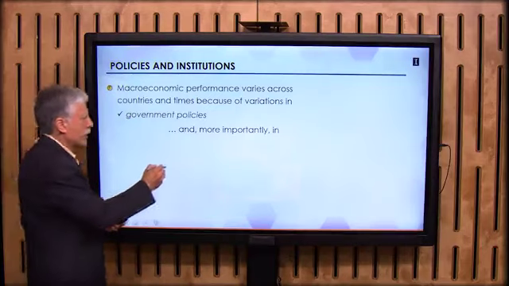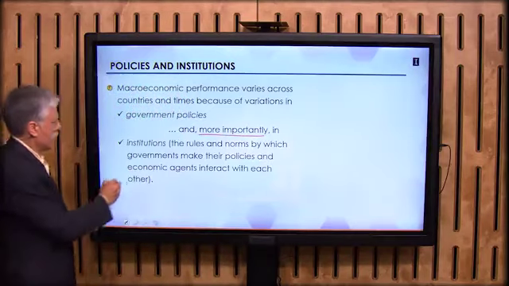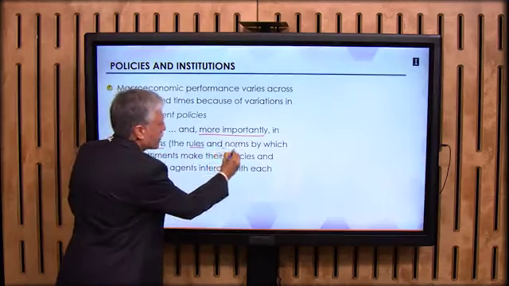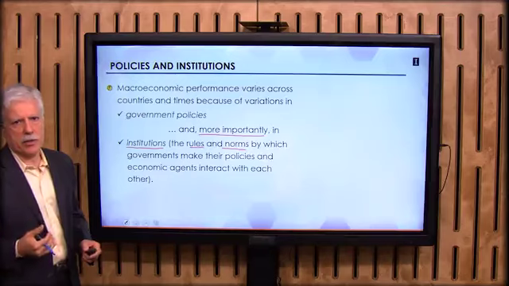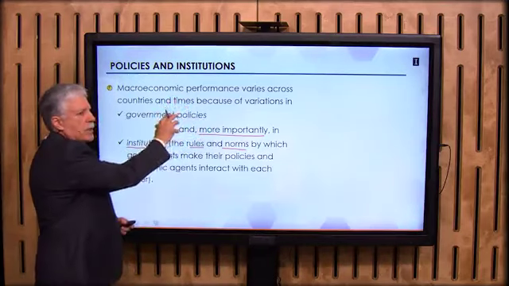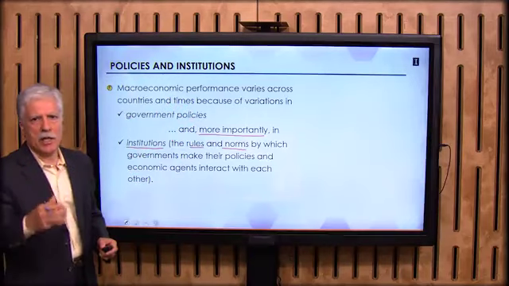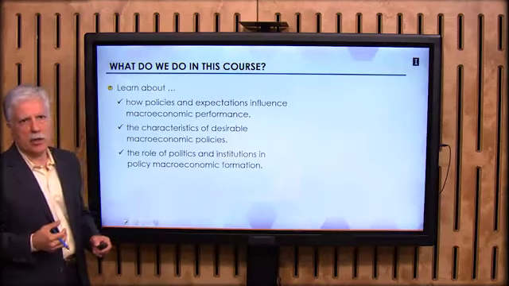But more importantly, we're going to be looking at institutions. And what are institutions? Rules and norms by which governments make their policies and individuals interact with each other. These factors are important because they ultimately shape economic policies, they shape incentives of economic agents, and ultimately they determine macroeconomic performance in any economy.